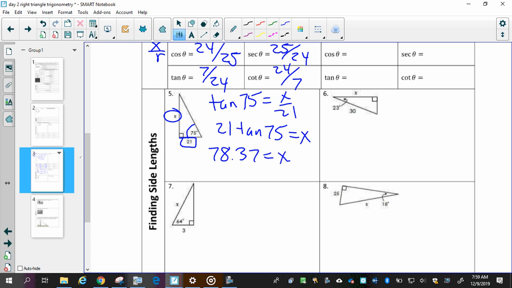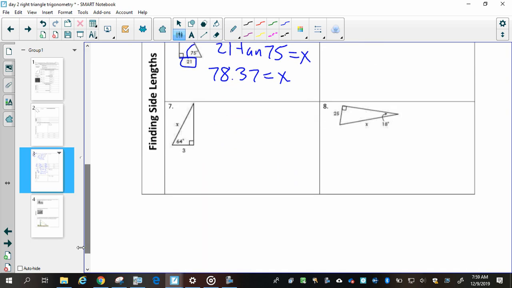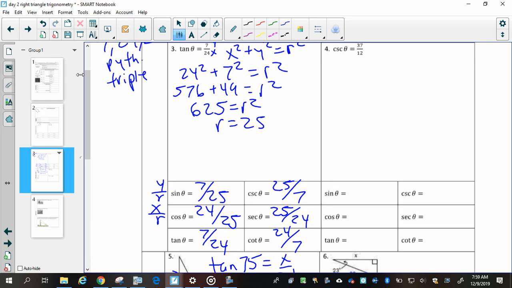Usually these will be in some unit of measurement. This one isn't. So just put whatever that unit is. These are very much solved the same way. Sometimes your x is not in your numerator, so think about how you would solve something like that. The last page are application problems, but they're really just solving the side length problems with applications. So I want you to go ahead and try the remaining problems on this, and then we'll come back towards the end of class and talk about any of these.